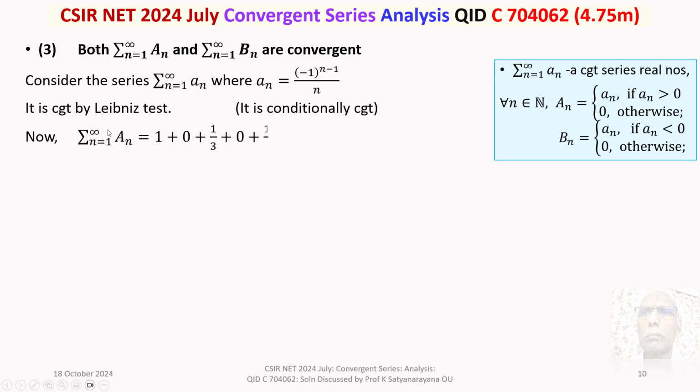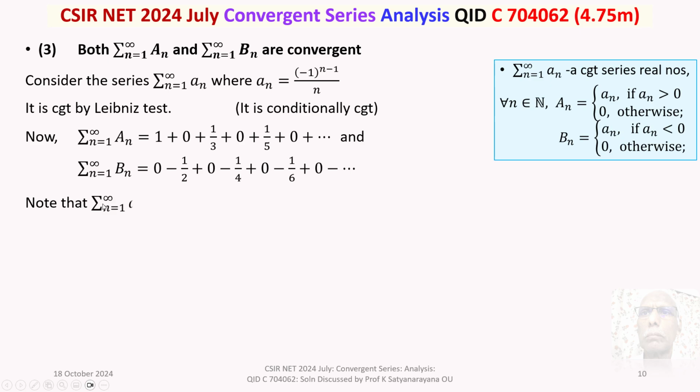Now, sigma n equal to 1 to infinity, capital An is 1 for the first term, 1 by 1, positive, plus the second term is negative, therefore 0, plus 1 by 3, plus 0, plus 1 by 5, and so on, by definition of An. And sigma capital Bn is, the first term is positive, therefore for capital Bn it should be 0, minus, and the second term is negative, that is minus 1 by 2, plus 0, minus 1 by 4, plus 0, minus 1 by 6, plus 0, minus, and so on and so forth, by definition of capital Bn. Agreed.